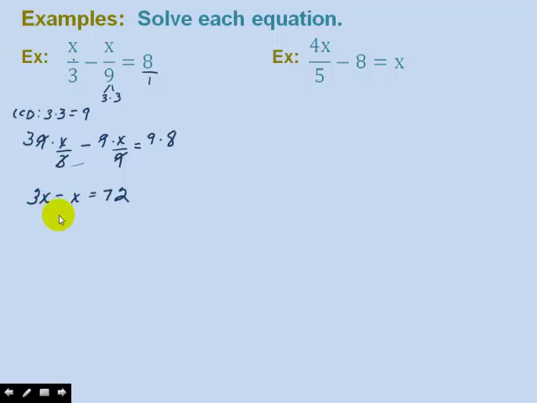Now we just have a fairly simple equation to solve. We've gotten rid of all of our fractions that we had. So we'll combine terms here. That gives us 2x is equal to 72. And then to solve this from there, we're going to divide both sides by 2.